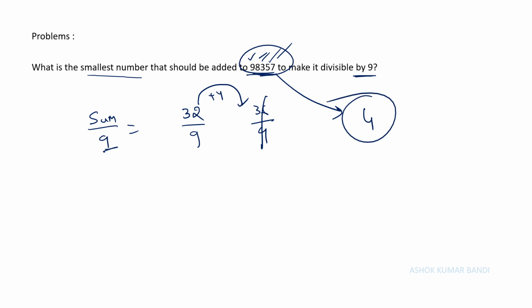That's it. We know the divisibility rule is that the sum should be divisible by 9. After adding all of them, I'm getting only 32, but to make it divisible by 9, I want at least 36. So the least number I have to add here is 4. That's it.